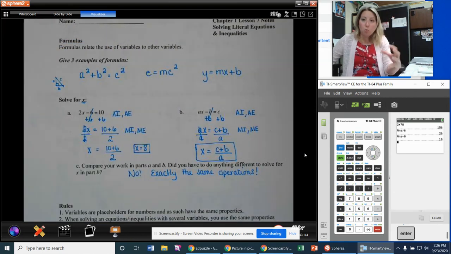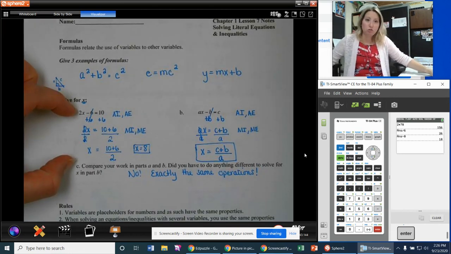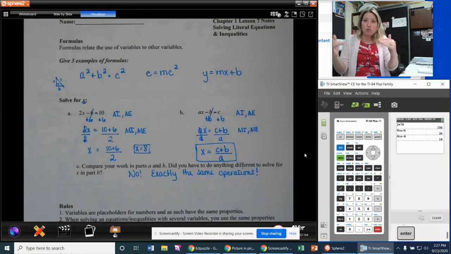So tonight's homework will be multiple variables involved. There's one question that I start off, it's just like this, okay, where you compare the two, and then the rest is multiple variables involved.